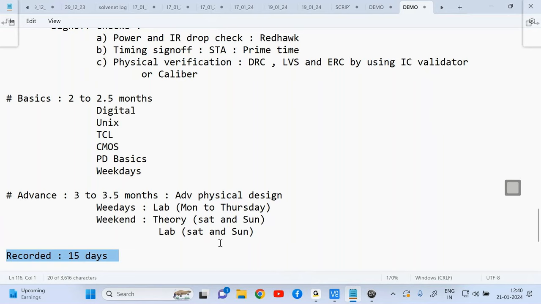So both sessions, live, will happen through online and offline, and the recorded videos are also given after the class. That means after at least 4 hours, because we need time to upload. After 4 hours you'll get the recorded video. Every student will get the previous recorded videos.